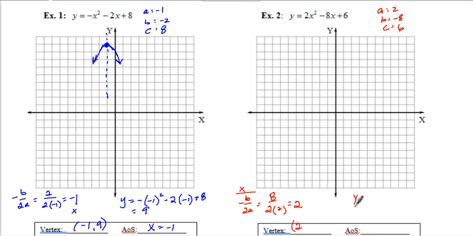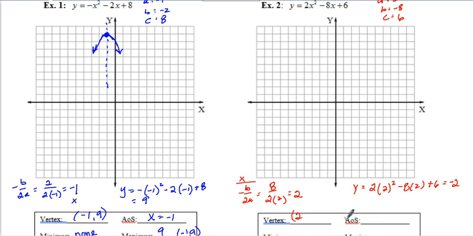Let's do y now. Let's plug 2 into the original. So 2 times 2 squared minus 8 times 2 plus 6. When I simplify all of that down, I should have a negative 2. So negative 2 is the y-coordinate of the vertex. Let's go ahead and draw that. 2, negative 2. So my vertex is here, and looking at my original, I see that my original has a positive leading coefficient, so I am upward facing.